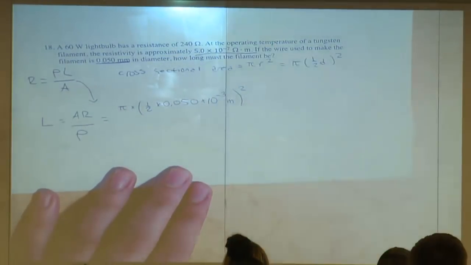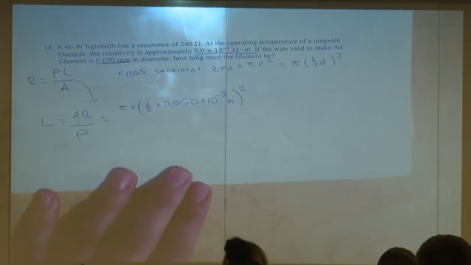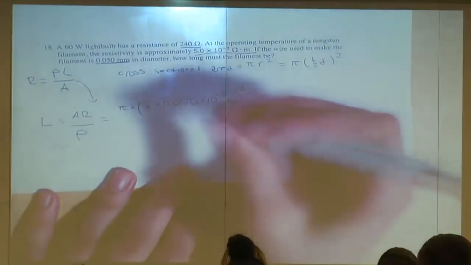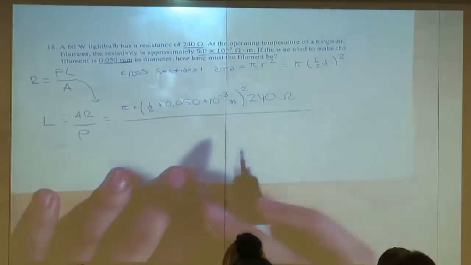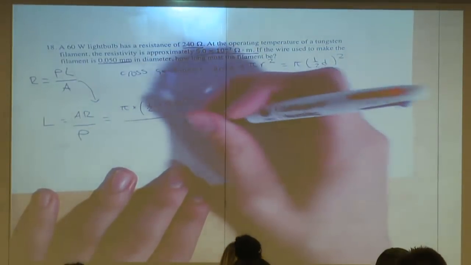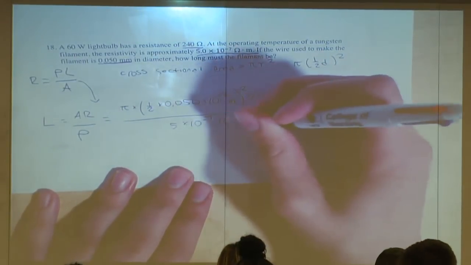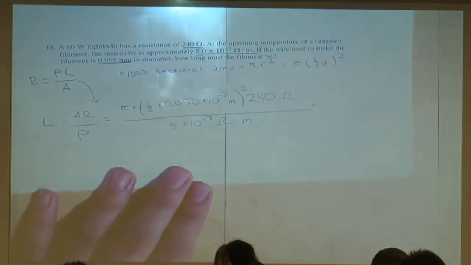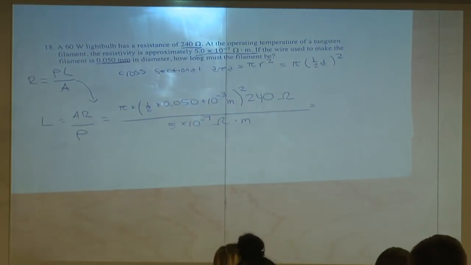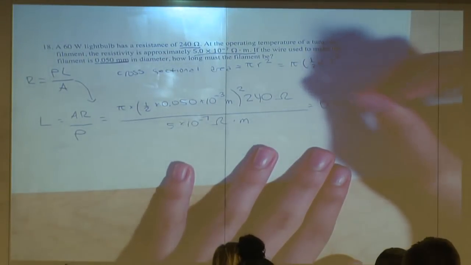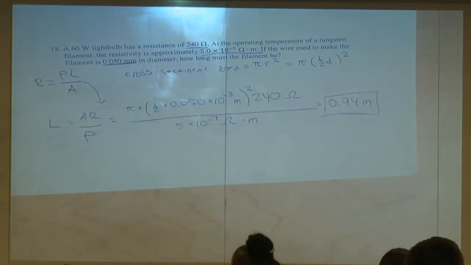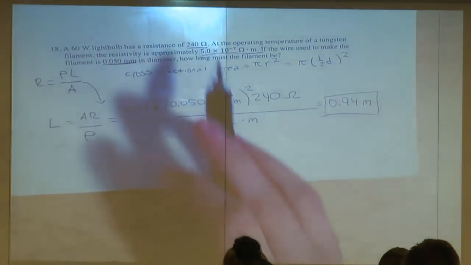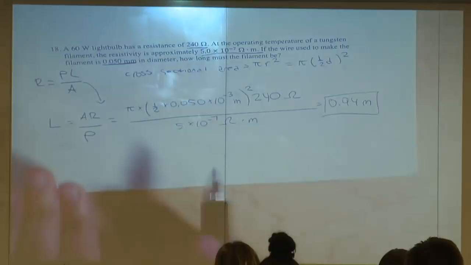So we're going to have to square that, and then multiply it times R, and we're given R, so that's 240 ohms. And we're given rho, which is 5 times 10 to the negative 7th ohm meters. So for this one, I got 0.94 meters. Okay, so for this one, basically just plugging into the formula, knowing which formula to use is the easiest thing. But if you're given rho, the resistivity, then this equation should be the one you use.